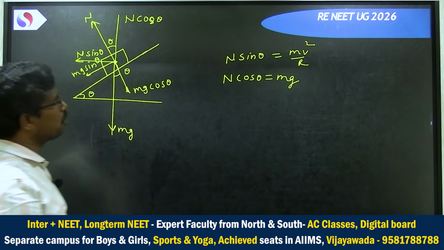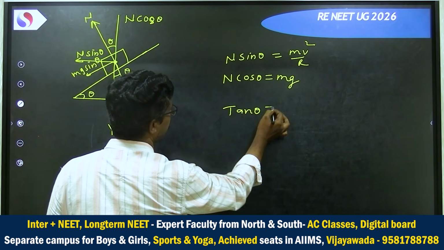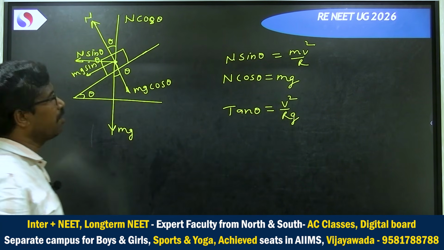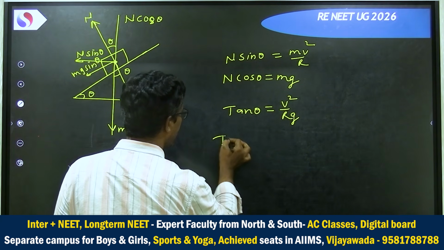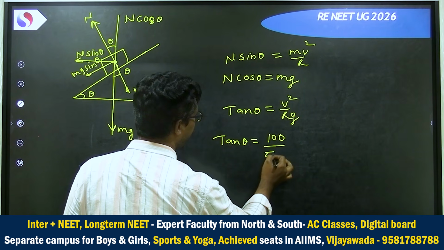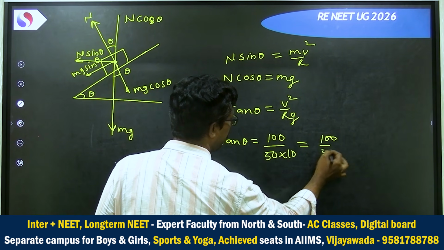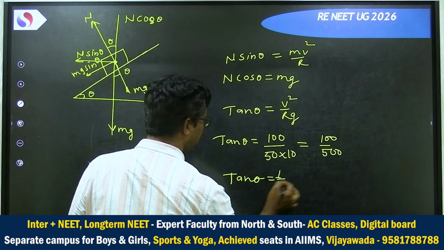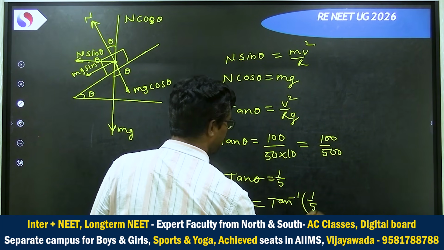We have to divide these two equations. Sin theta by cos theta is tan theta, so tan theta is equal to v square by rg. The mass in the numerator and denominator cancels. Velocity is given as 10, so tan theta is equal to 10 square, which is 100, by radius 50 into g 10, that is 100 by 500. So tan theta is equal to 1 by 5, and theta is equal to tan inverse of 1 by 5.